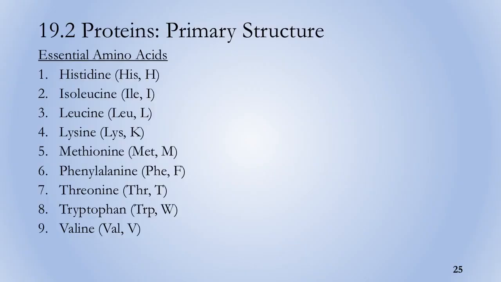The following amino acids are essential amino acids, and these are ones that we cannot get from our diet. So we have histidine, isoleucine, leucine, lysine, methionine, phenylalanine, threonine, tryptophan, and valine. So again, these are amino acids we have to get from eating food. Our body cannot synthesize these in any way whatsoever.